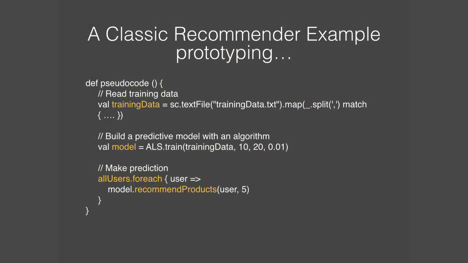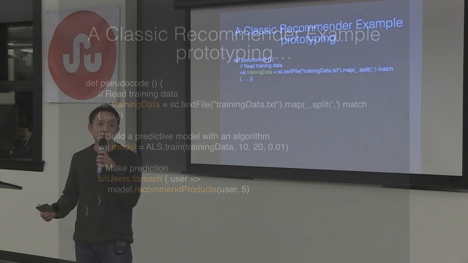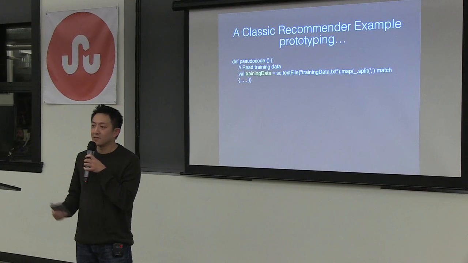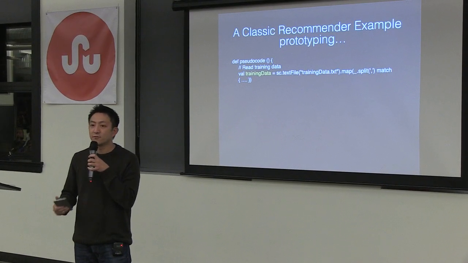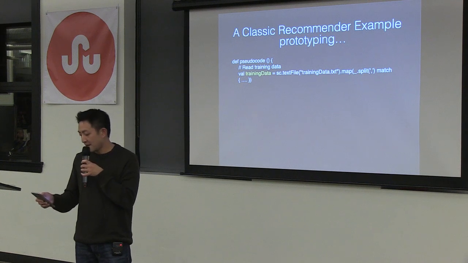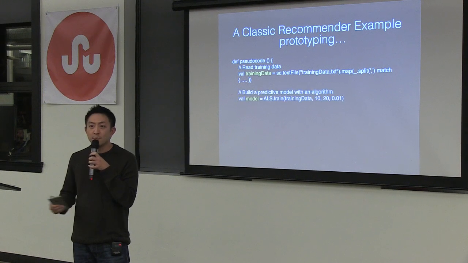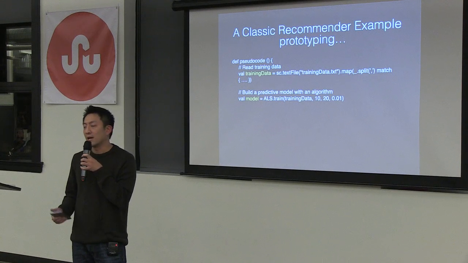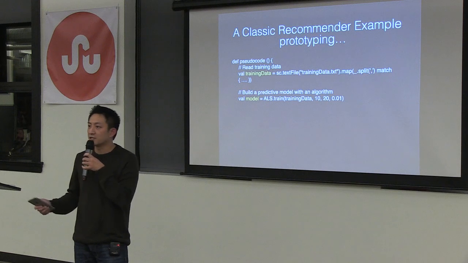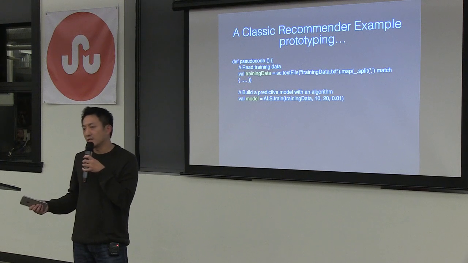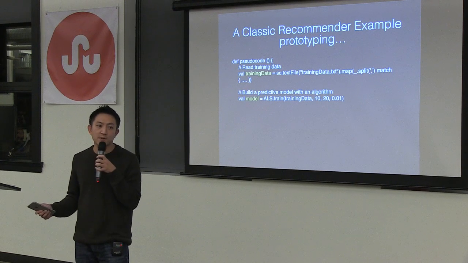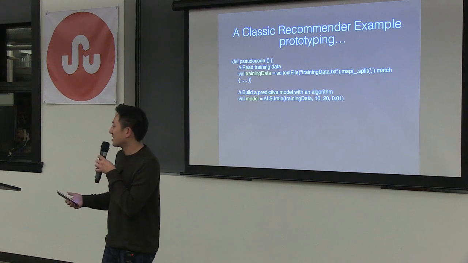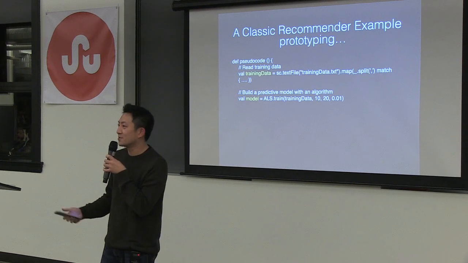The first line of code is where you read data from a file. It can be a text file. It can be HDFS. As long as the data is well-defined, you're fine. So you just read the data. And then you pass the data to an algorithm. In this case, we use ALS, one of the matrix factorization algorithms integrated in Spark MLlib. So it's really easy. You pass the data to the algorithm, and it gives you a predictive model.